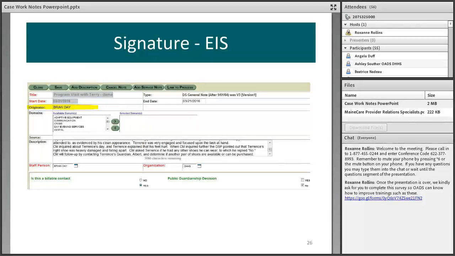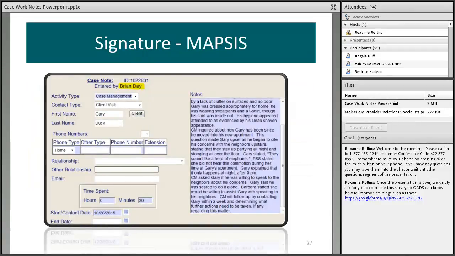So here in signature for EIS, you can see, in this case, it's called originator. Brian wrote this note, so that's accurate and correct. In MAPSIS, you can see also at the top under case note, it says entered by Brian Day. So make sure that is your name.